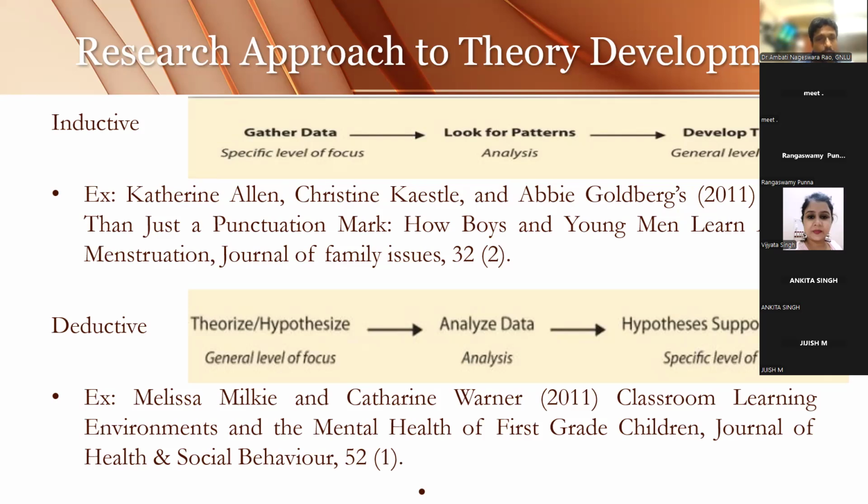Now, these particular scholars, Melissa and Catherine, wanted to understand what kind of classroom environment they have. They have taken two variables: classroom learning environment and its impact on mental health. So they want to test it. Basically, to what extent this classroom environment is having an impact on mental health. So they want to test the theories based on this particular topic. They have used deductive research.